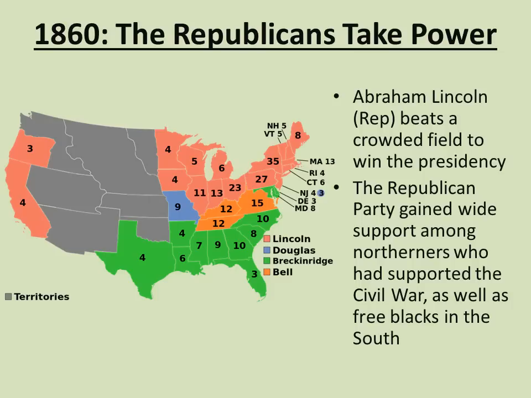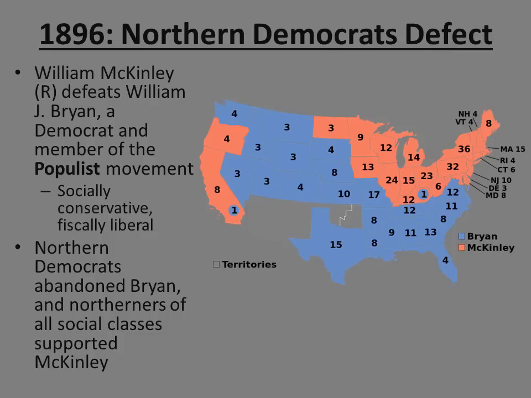The Democratic Party, though, it's important to note, remained a major political party nationwide throughout the late 1800s, even after the Civil War. And that changes. The Northern Democrats defected in 1896. William McKinley defeated William Jennings Bryan that year.